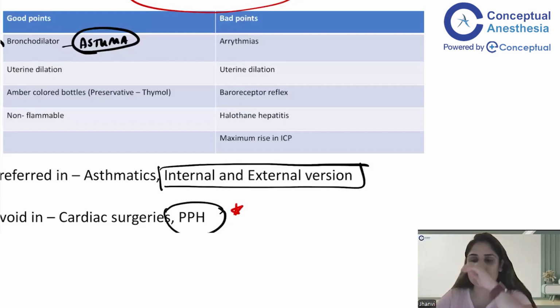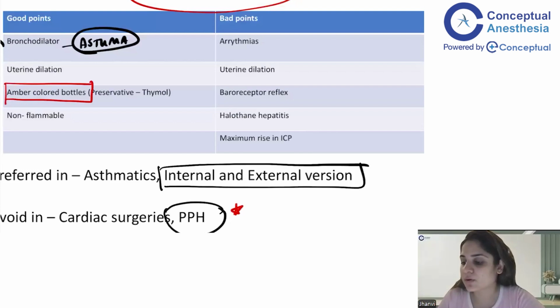The point that you can definitely mention is that halothane is avoided in PPH as it prevents the uterus from contracting. Another thing is that halothane is photosensitive. Whenever you expose it to light, it gets degraded, and that is why we keep halothane in amber colored bottles. The preservative present in halothane is thymol, so that it does not get degraded.